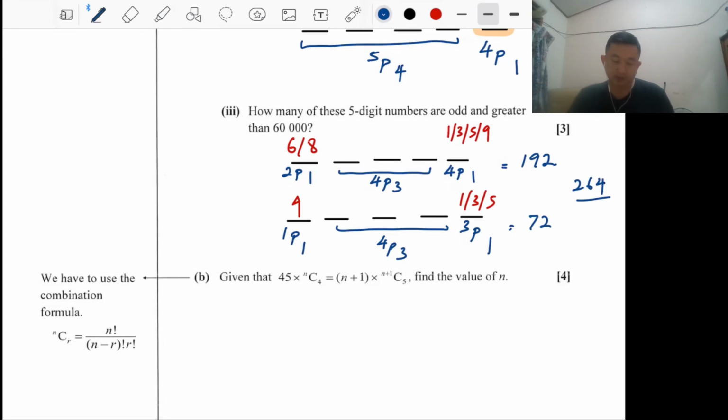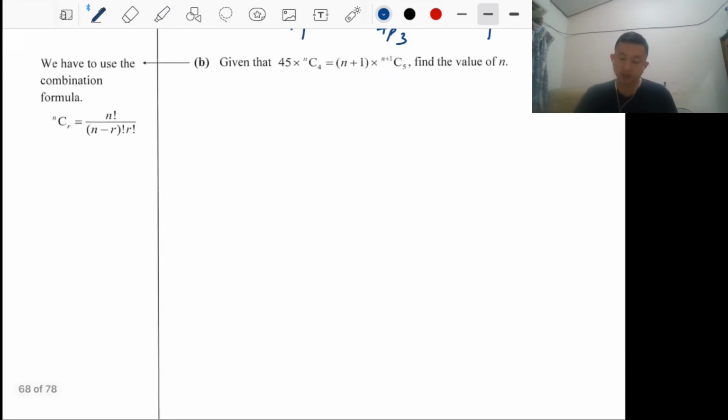Okay, now we go on to the next one. Whenever you have nCr or nPr with an unknown n, you have to find the value of n, so you have to use the formula. In this case, it's nCr, so we're going to use the nCr formula.